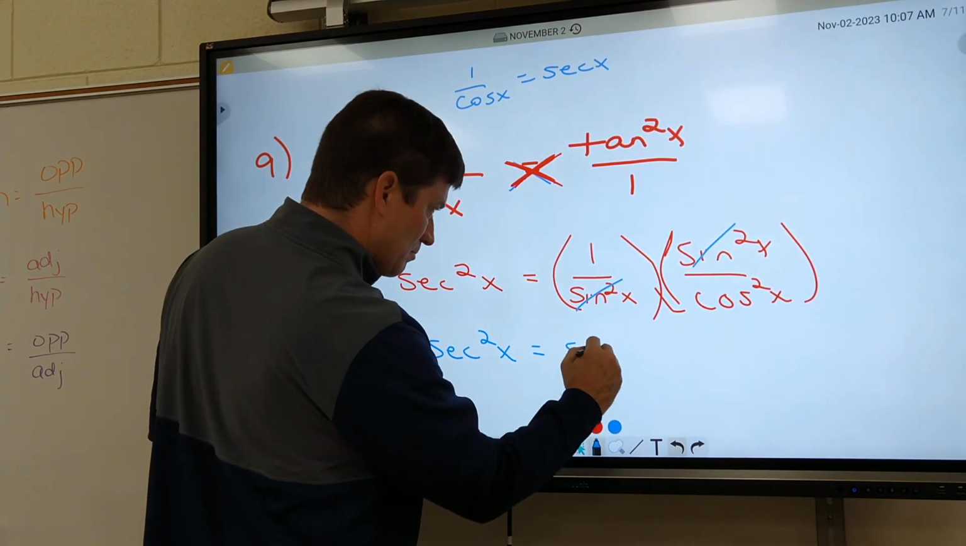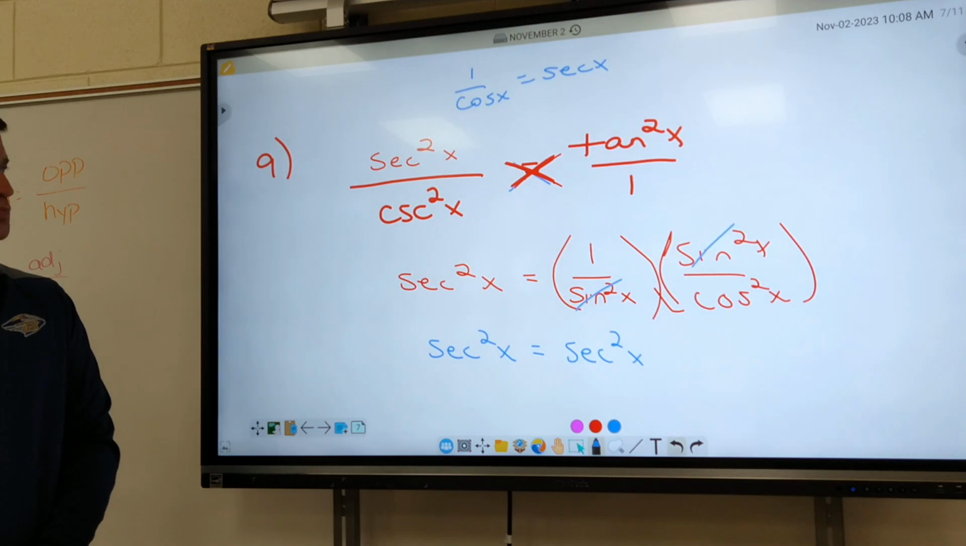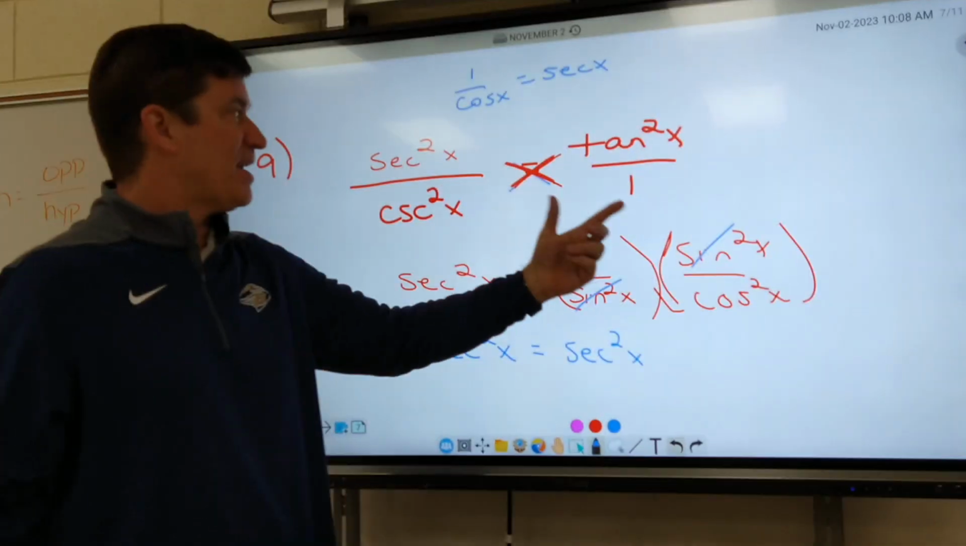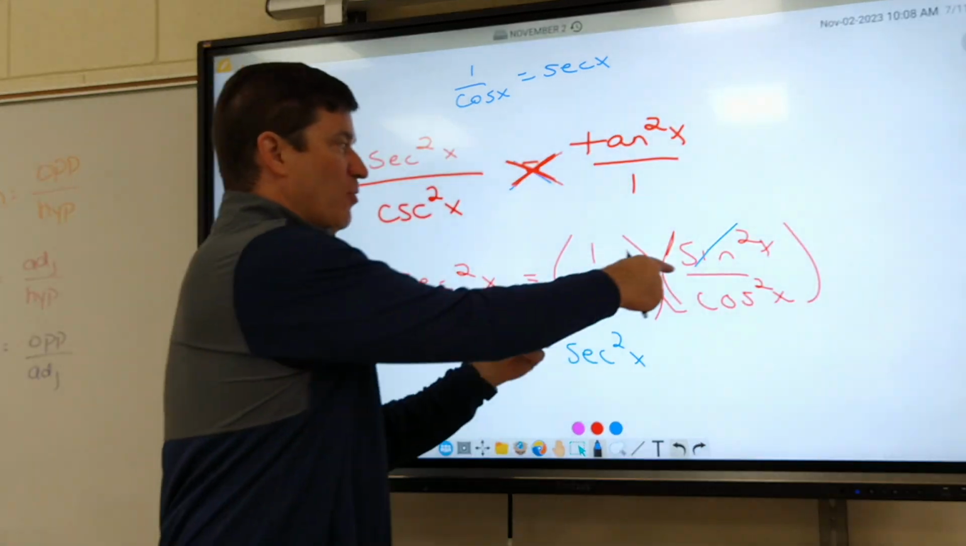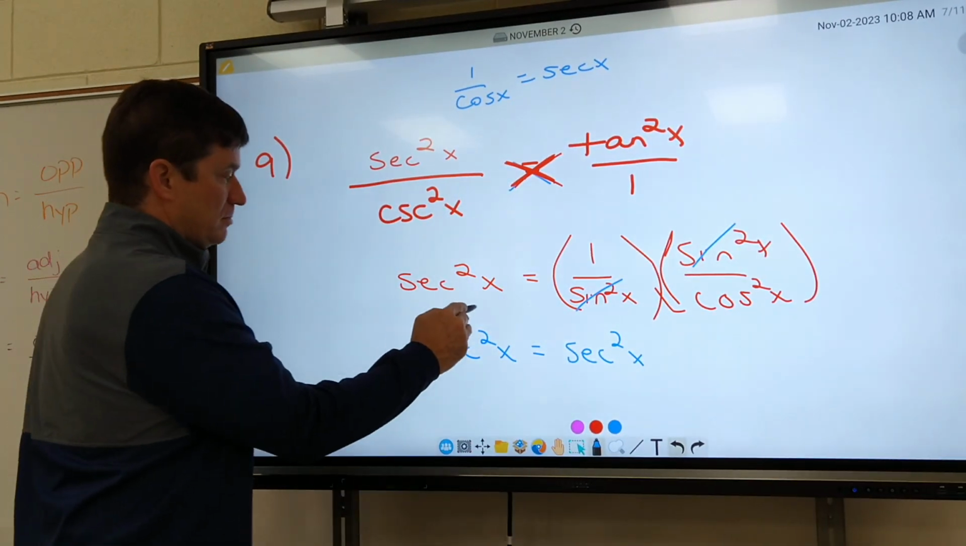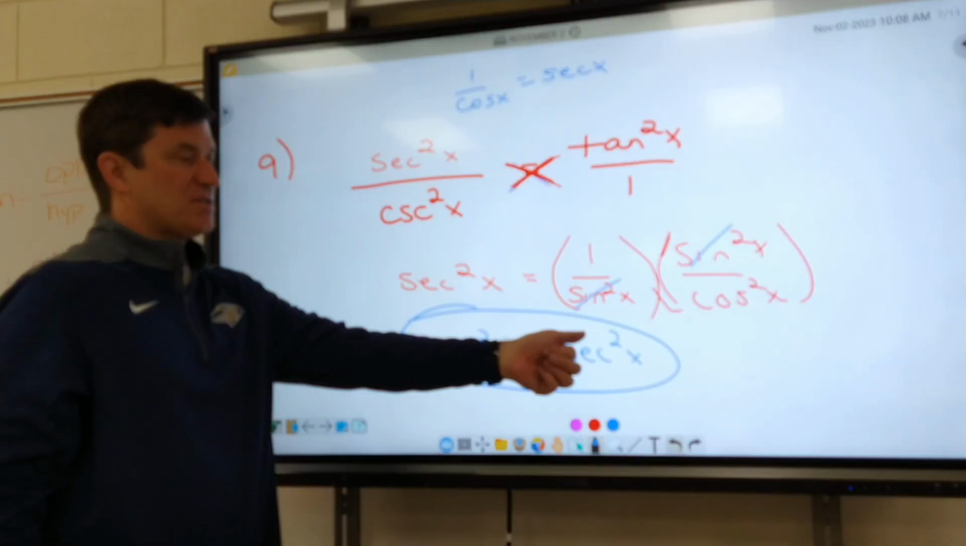So your 1 over sine squared, that came from your cosecant? Uh-huh. And tangent squared changed into that, because I had to times them. Yeah. And it didn't matter which one you put first. So the answer is secant squared on the left and secant squared on the right.